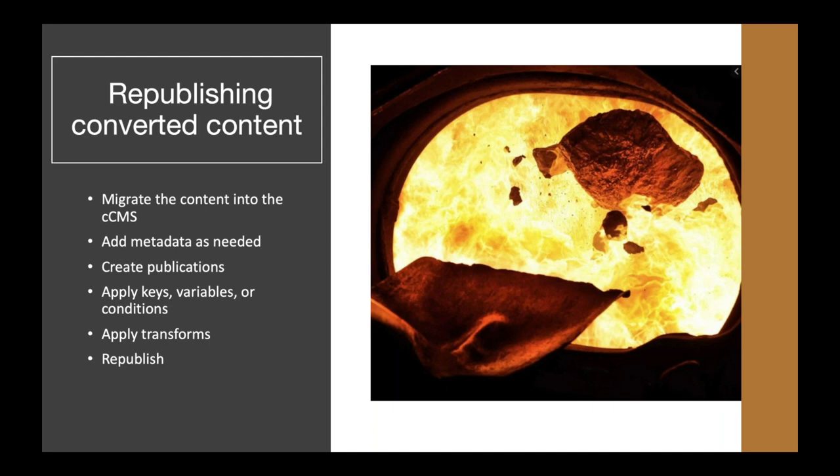They'll need to make sure that the content was migrated into the CCMS, and add any metadata as needed. Depending on what your tool is, they may need to create the notion of a publication, apply keys, variables, or conditions. Hopefully, that will be done for you by the vendor. But if there's anything in your source content that was not correctly done, then that would be an area of cleanup. Then apply the transforms to make your HTML output or your PDF output, and then republish it.